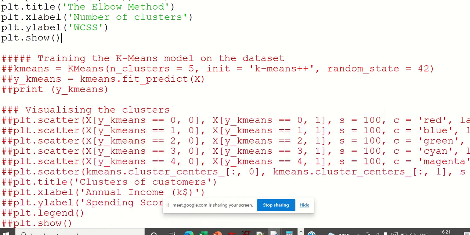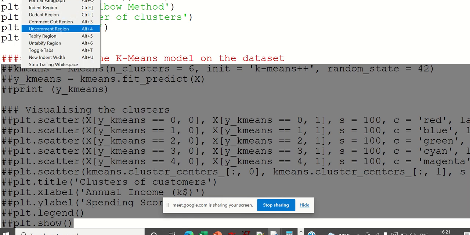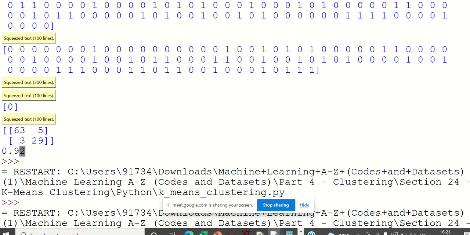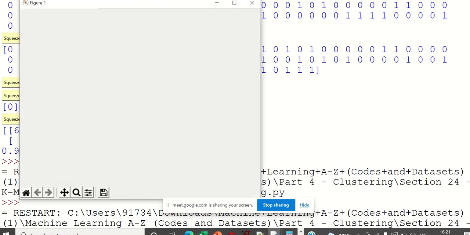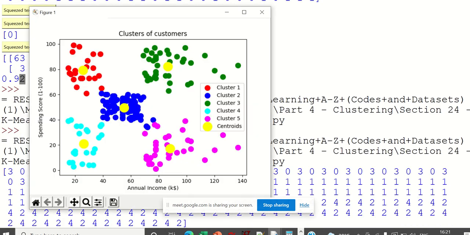Then what I will do here, I will take this 6, and I will uncomment this. Then maybe I will use 5, because this graph is meant for 5. So this is your data which has been classified in 5 different colors: red, green, blue, light blue and purple. 5 different clusters have been formed.